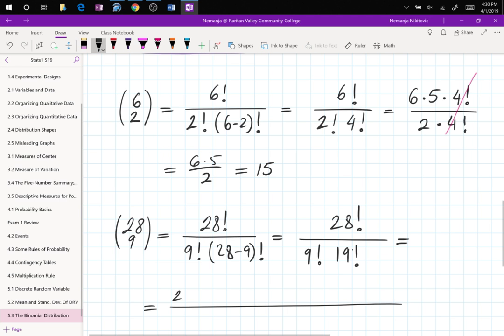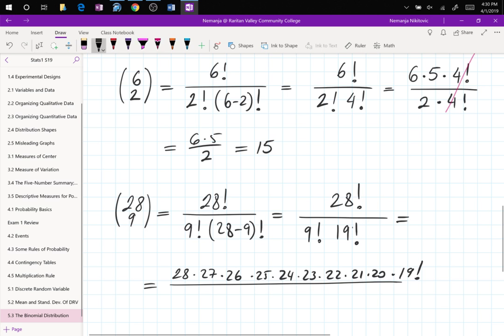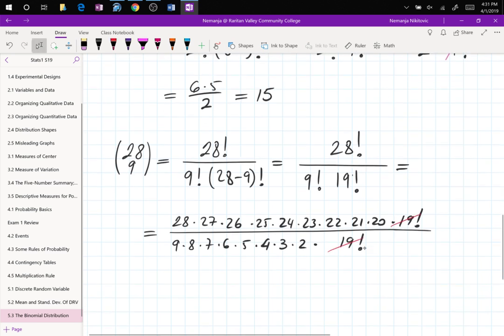So I have 28 factorial. Now I have this 9 factorial that I have to break: 9 times 8 times 7 times 6 times 5 times 4 times 3 times 2 times 1, times 19 factorial, and that's going to cancel. All right, so we cancel that. Now let's cancel everything else that we can.